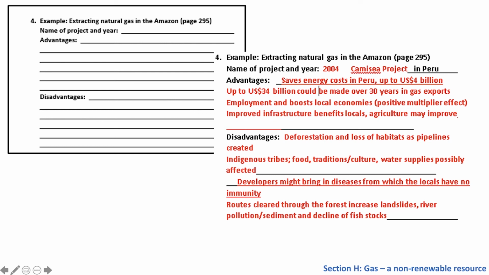Indigenous tribes in the region are going to be affected by any disturbance. There's going to be a change in their traditions and cultures as they come across other people and communities. And there could be damage to their water supplies. Developers might think it might also bring in diseases from which the locals have no immunity. Routes have been cleared through the forest, which increases the risks of landslides, river pollution, sediment, and the decline of fish stocks, which again will affect the indigenous people to the region.